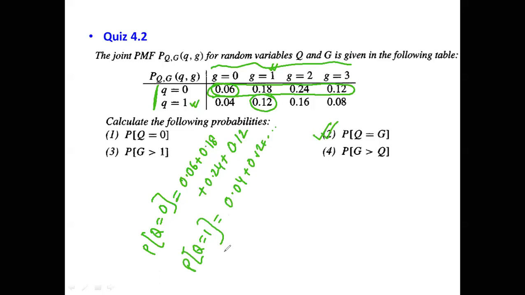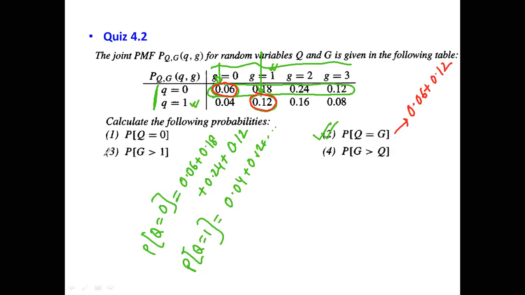0.06 plus 0.1. Right. 0.06 plus 0.12. Because in these two particular probabilities, look at this one. In these two probabilities, the value of g and q are the same. For 0.06, the value of q equals 0 and g equals 0. For 0.12, q equals 1, g equals 1. There is no other option for g equals 2, q equals 2. That's why we could not add these two. But for this one, we have to add this 0.06 plus 0.12.